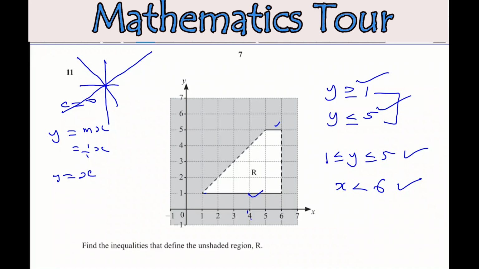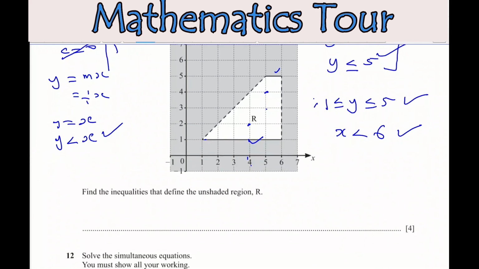Let me undo that. That's correct. So if we pick another point here, x equals 5 and y equals 3, you can see that y is always less than x. But if you try to take a point here, you see that x equals 2 and y equals 6. So for the unshaded region, y is less than x. So that is what we have here. So these are our answers. Let me write them.